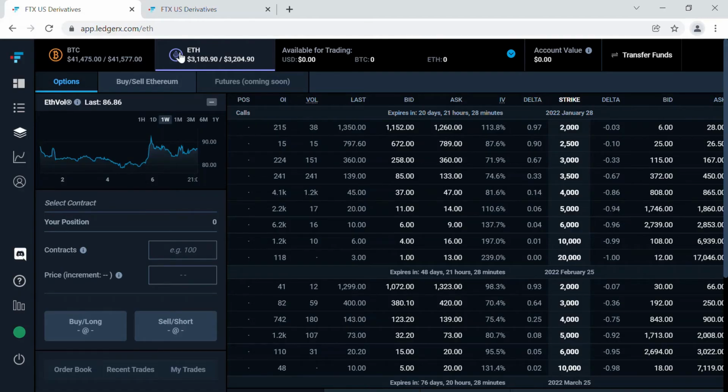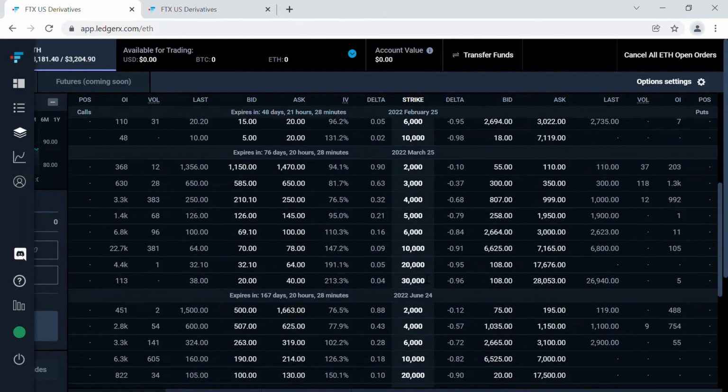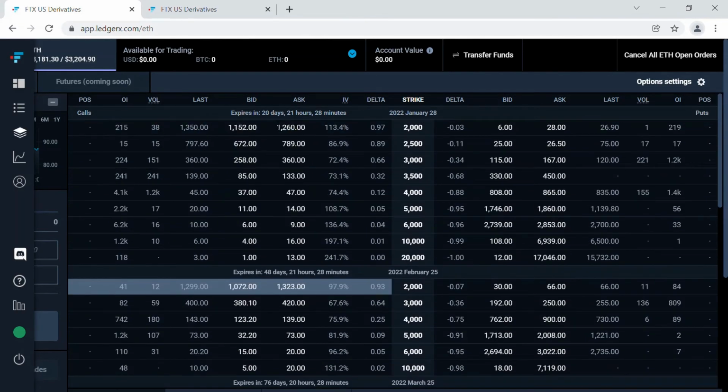Jumping over to the platform interface, I've clicked on Ethereum on the top and options right there, and I'm going to do a call option. The calls are on the left and the puts are over here on the right. The strikes in the middle and the days till expiration are on the top there. As you can see, they go in order from the closest expiration to the longest from today.